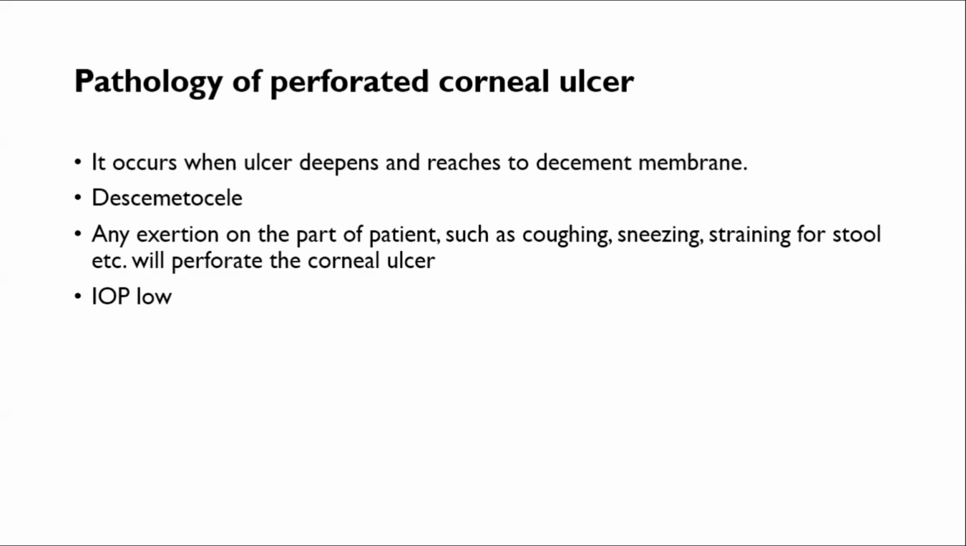At this point, the structural integrity of the cornea is severely compromised, and various actions or forces exerted by the patient, such as coughing, sneezing, or straining during a bowel movement, can exacerbate the condition and lead to perforation of the corneal ulcer. This is due to the increase in intraocular pressure or physical stress placed on the weakened corneal tissue. In cases of perforated corneal ulcers, the intraocular pressure is often low. This is because the perforation leads to a loss of aqueous humor, which can reduce the pressure inside the eye.